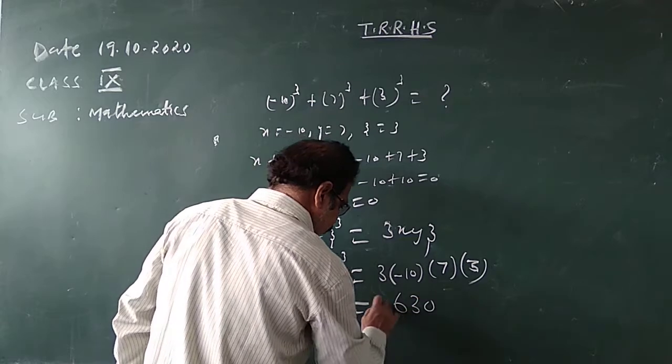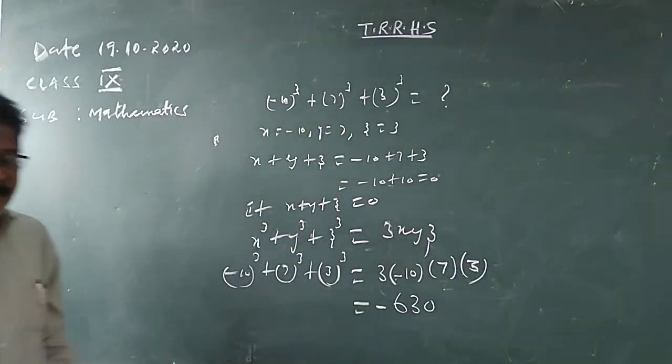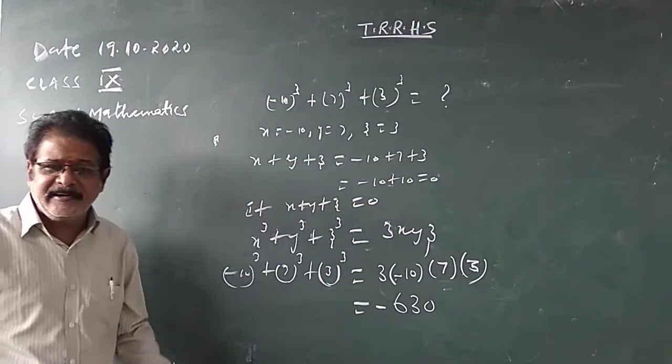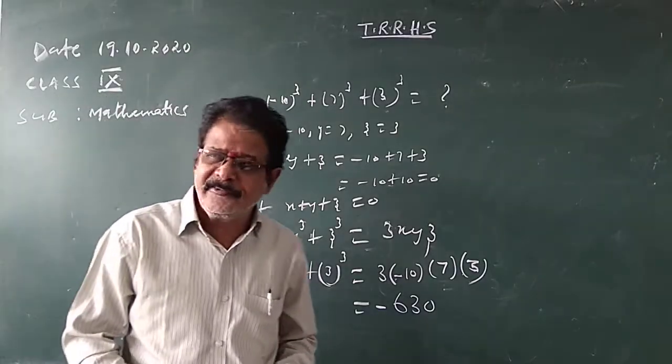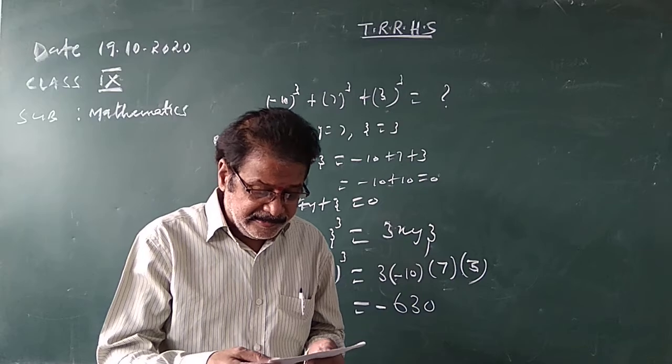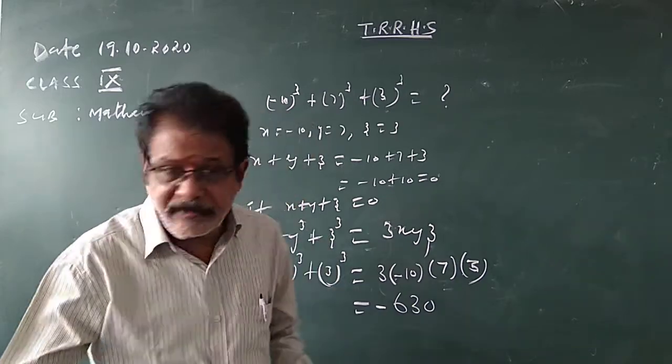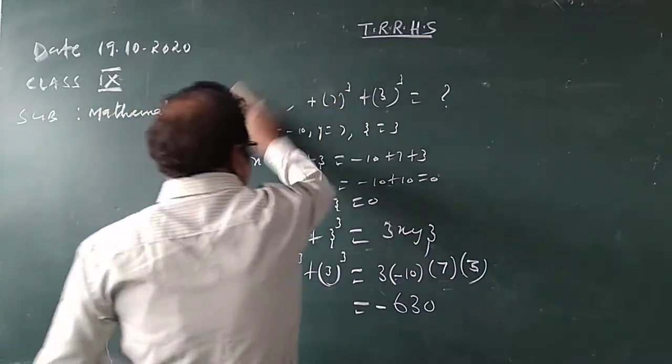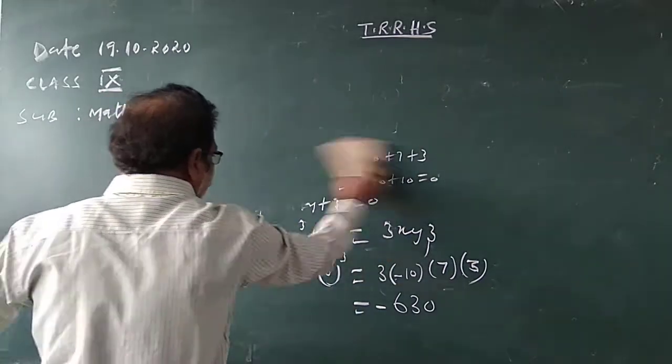630. We multiply this, we will get minus 630. So we can apply this identity: if x plus y plus z equals 0, then x cube plus y cube plus z cube equals 3xyz. So one more problem, children. Same exercise 2.5, one more problem.